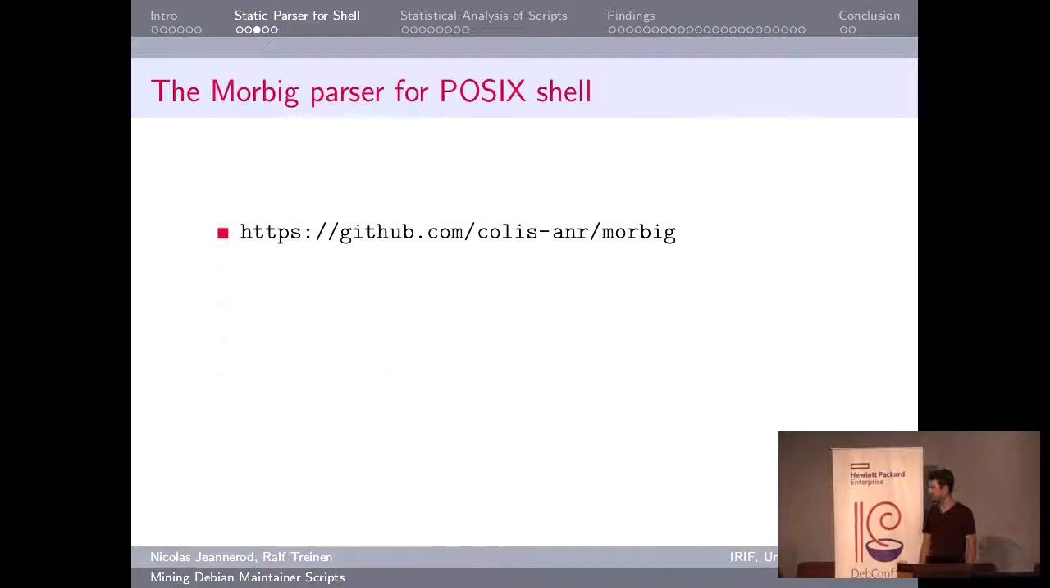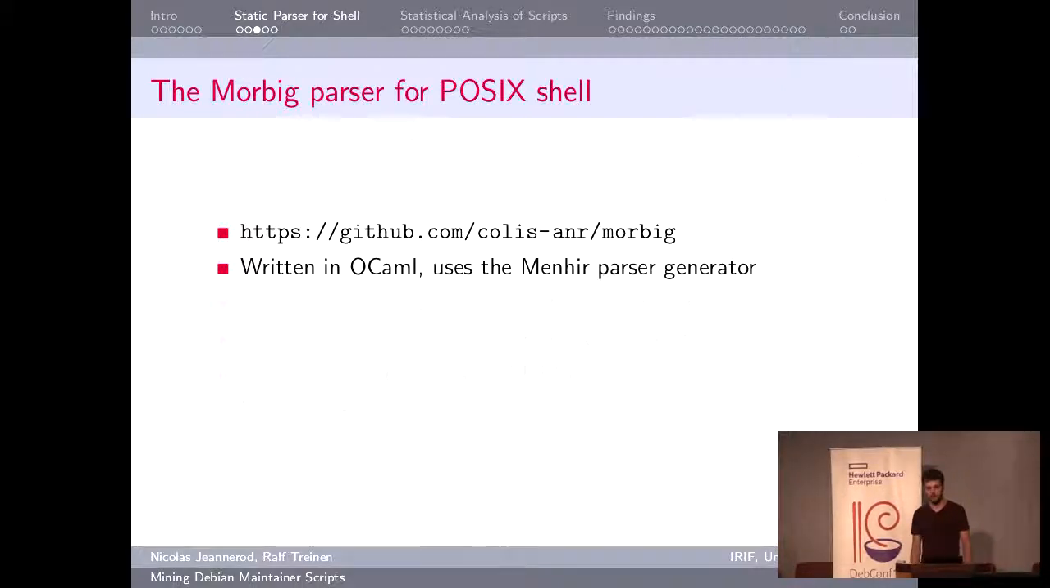So we have a parser that's called Morbig. It's available on GitHub if you want. It's written in the language OCaml, and it uses one parser generator, Menhir. This is something we are proud of, the fact that we use a parser generator. The usual parsers for dash and bash are in fact pieces of C code, handwritten, working on a character level basis. And in our case, we were able to use really the grammar that was in the specification of POSIX.